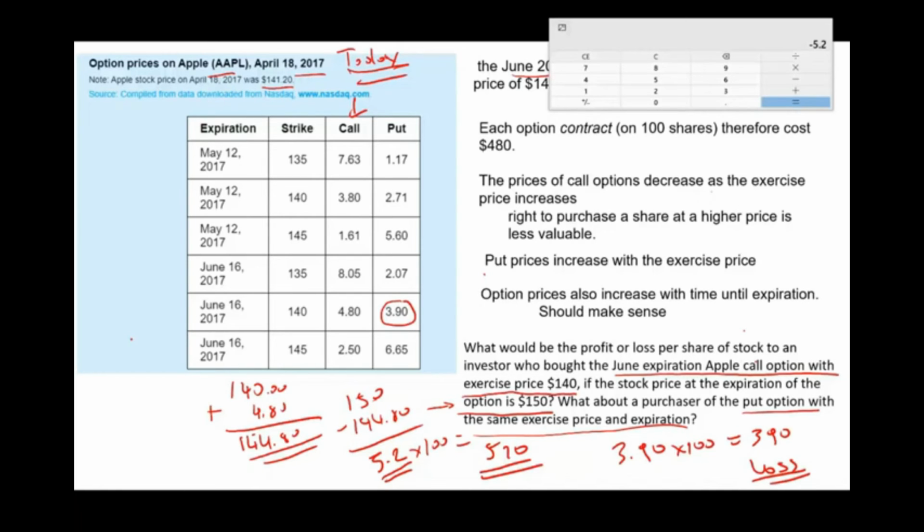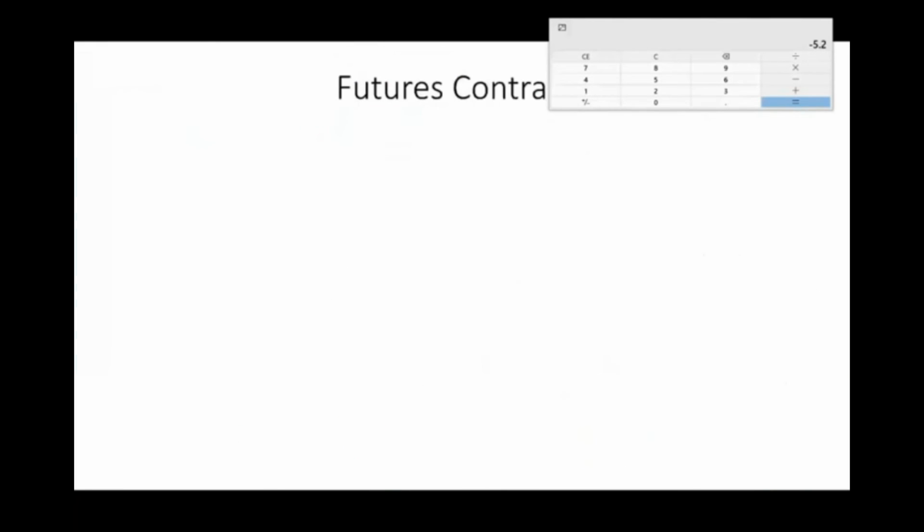If you bought the right to sell it for 140 and it's at 150, you're not going to sell it for 140, right? Because you can sell it for 150. So you purchased this option for $390, and now you're just going to let it go. You would lose $390. The person that bought the call made $520. Hopefully this makes sense. Now let's turn from options to futures contracts.